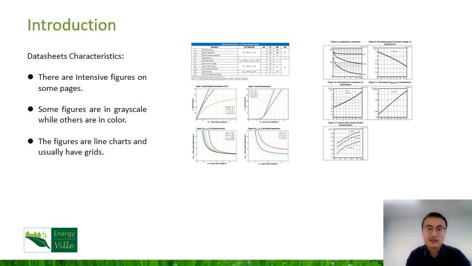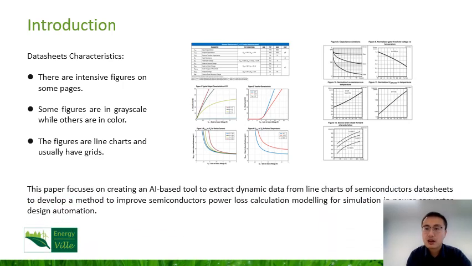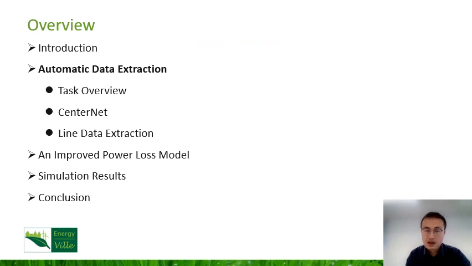So our work focuses on how to extract the dynamic data from datasheets automatically. More specifically, we focus on creating an artificial intelligence-based tool to extract the dynamic data from line charts of semiconductor datasheets, and to develop a method to improve semiconductors' power loss calculation modeling for simulation in power converter design automation. Next, I will introduce more details about how to extract data from semiconductor datasheets.